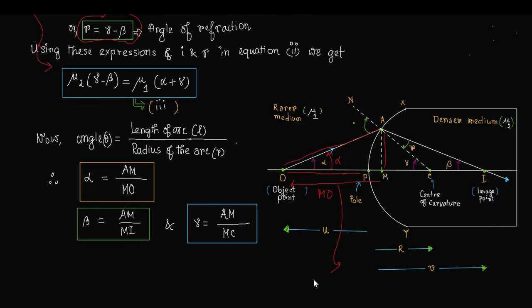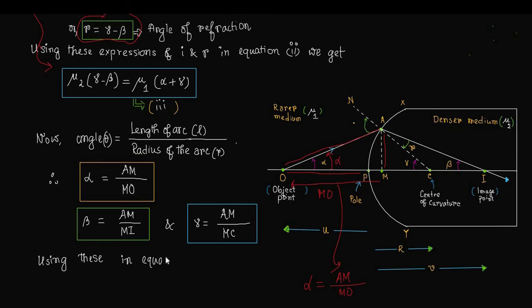That's why MO is the distance of the object point O from the point M, and that's why alpha is written as AM divided by MO, not OM, because all the distances should be measured from the pole, with respect to the refracting convex surface.